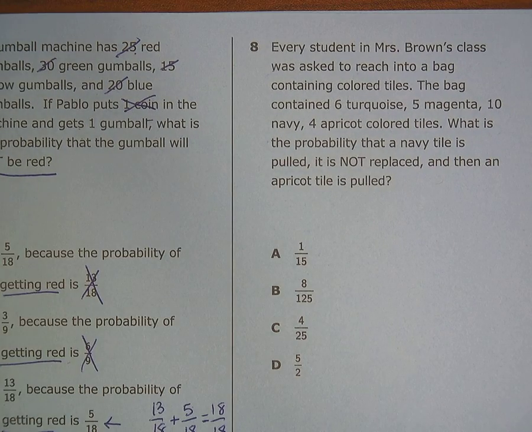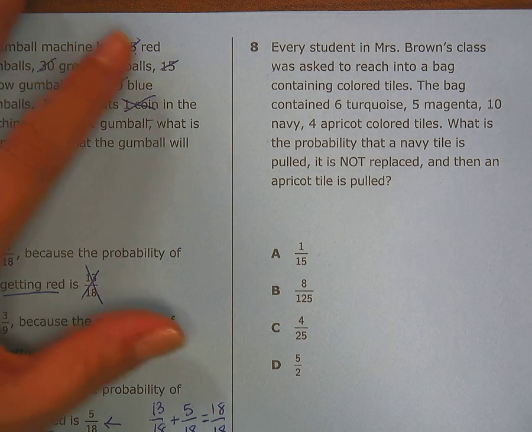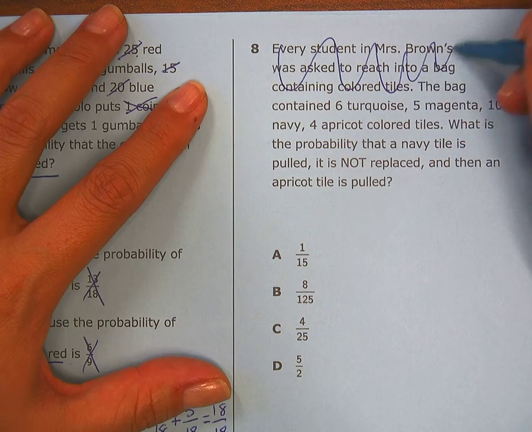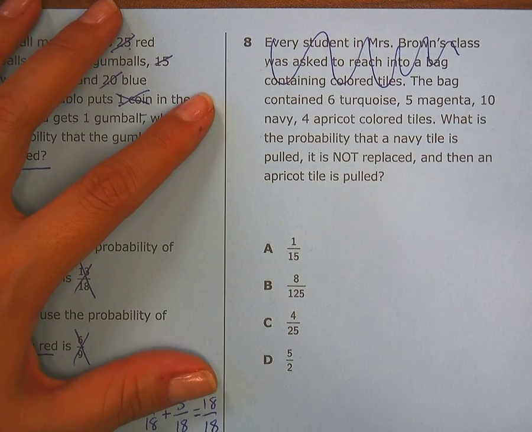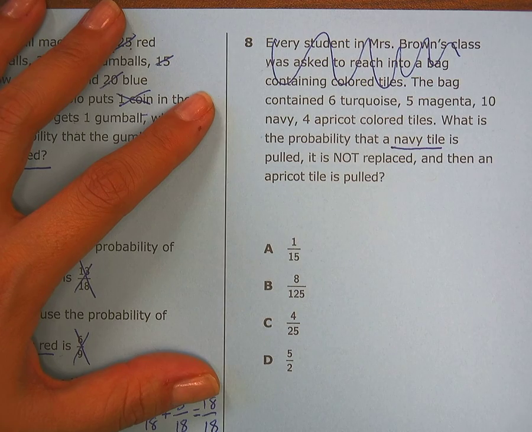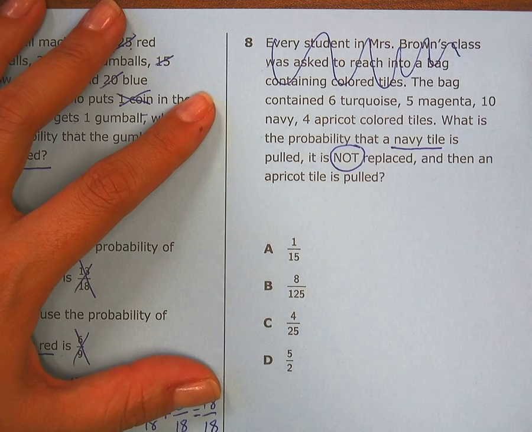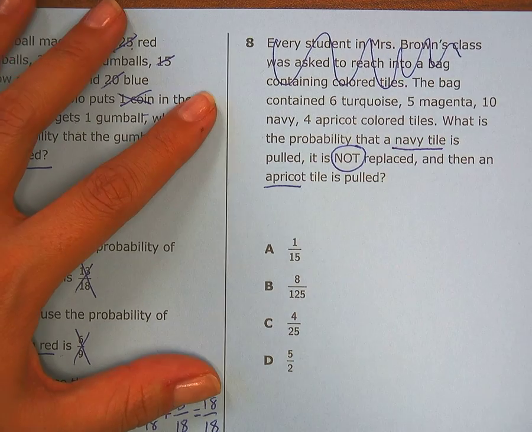Number 8. Every student in Miss Brown's class was asked to reach into a bag containing colored tiles. Great. Not that important. The bag contains 6, 5, 10, 4. What is the probability that a navy tile is pulled, not replaced, and then an apricot tile is pulled? Alrighty.